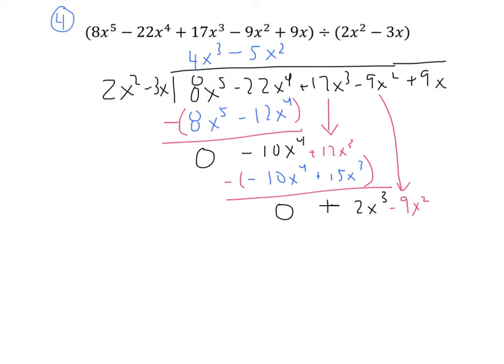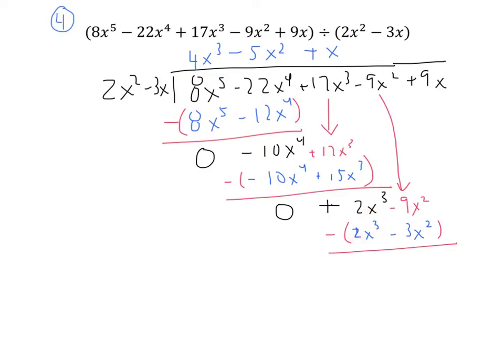So 2x squared going into 2x cubed, right? That would go in x times, so it's going to be plus x here. All right, so 2x squared minus 3x times x, that's going to give us 2x cubed minus 3x squared. Okay, so here we're going to subtract. So 2x cubed minus 2x cubed, that's 0.